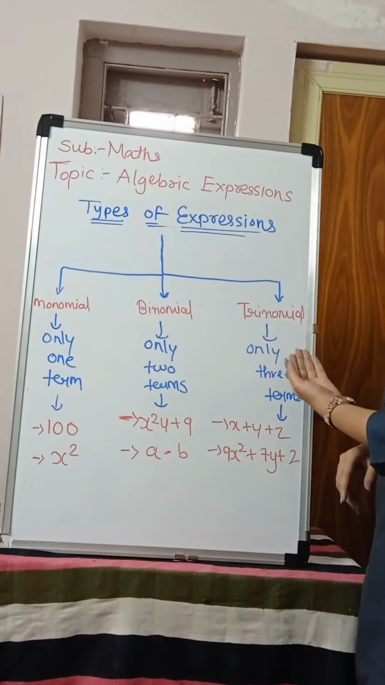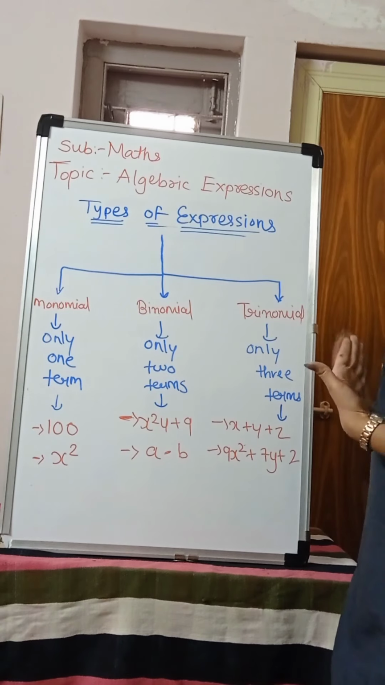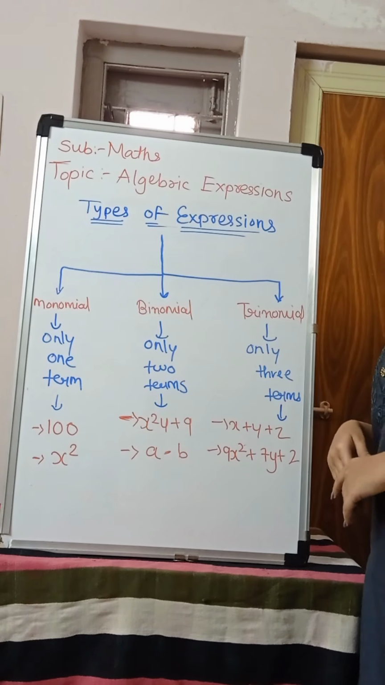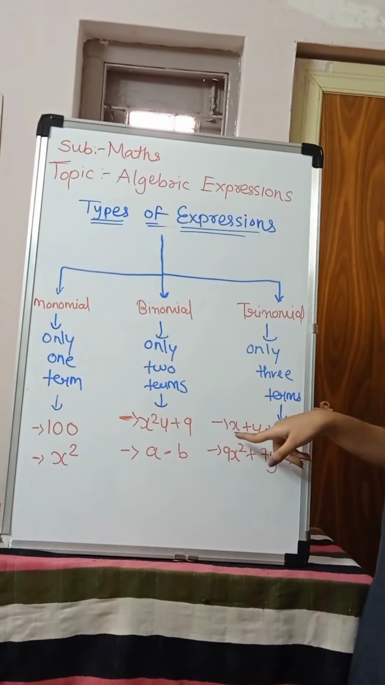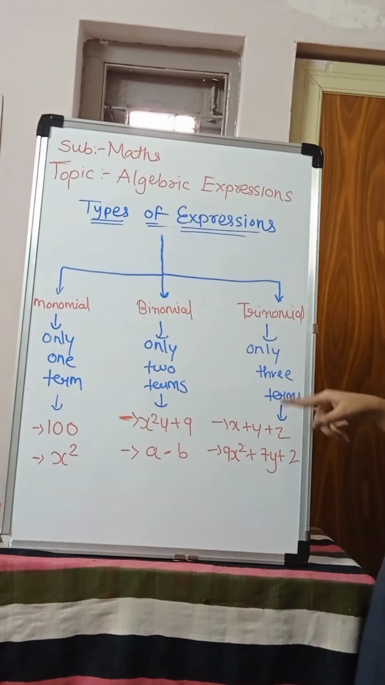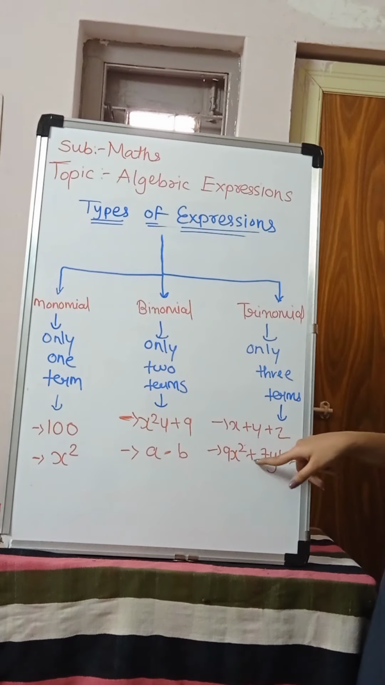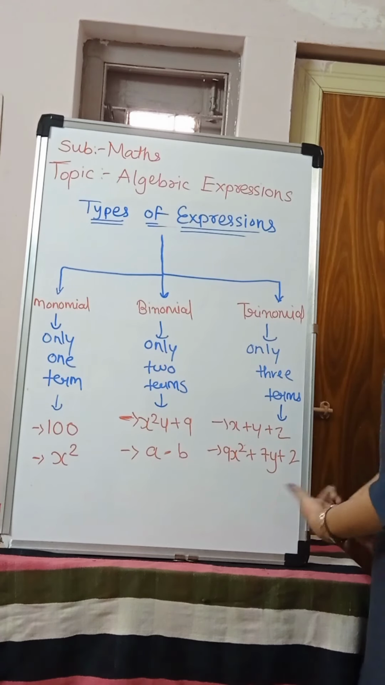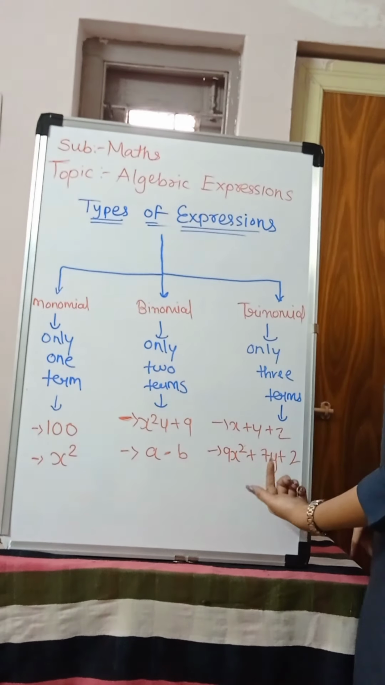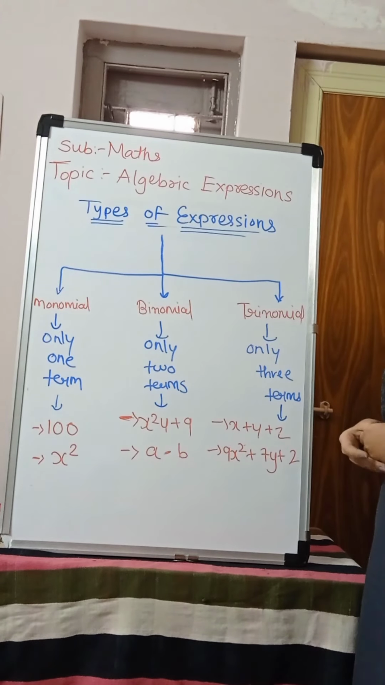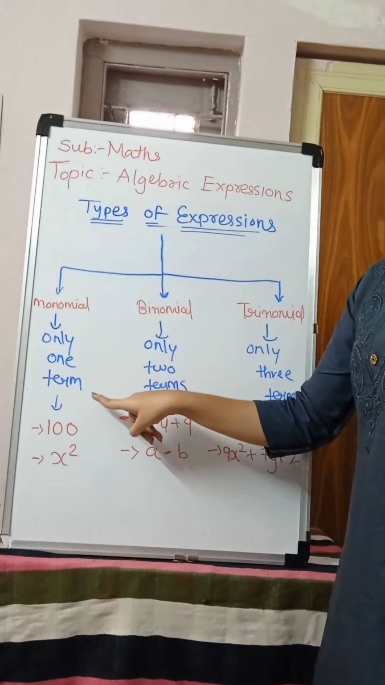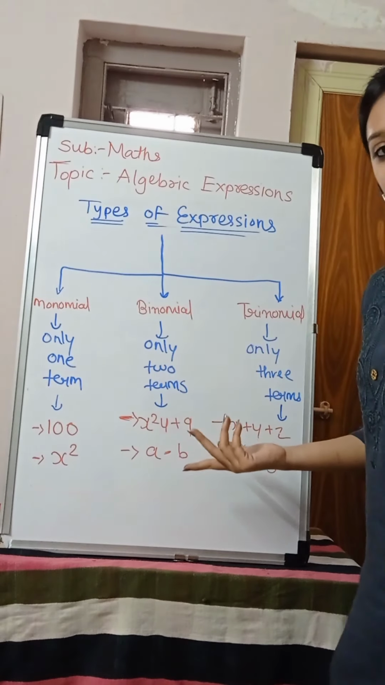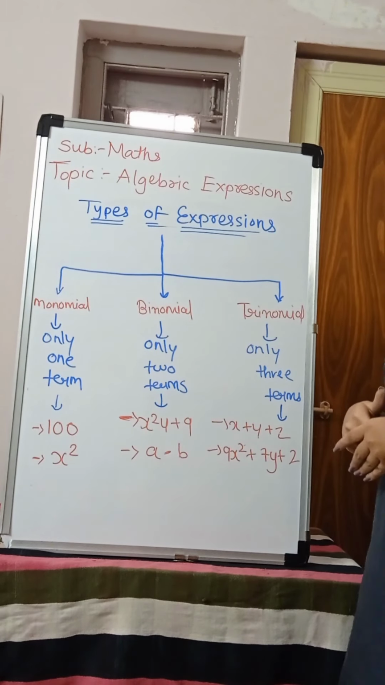Thirdly, we have a trinomial. The expression which contains only three terms, we call a trinomial. First, we have the example x plus y plus z. In this expression we have three terms, right? 1, 2 and 3. Next, we have 9x squared plus 7y plus 2. It contains three terms. The first term is 9x squared, the second term is 7y, and the third term is 2. So this is all about types of expressions. Monomial contains one term, binomial contains two terms, and trinomial contains three terms.